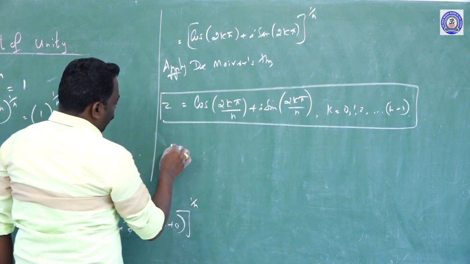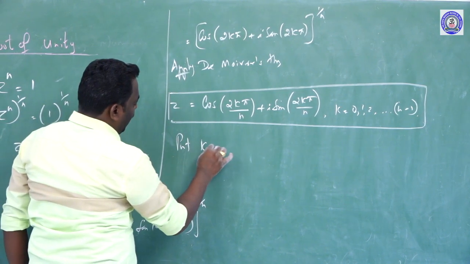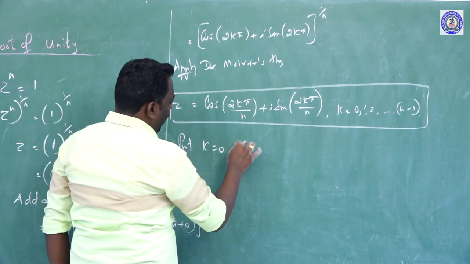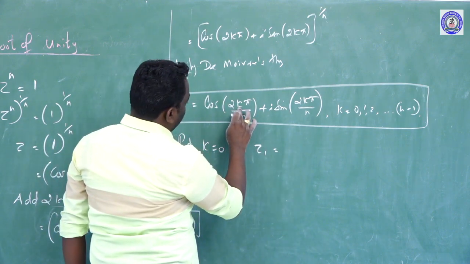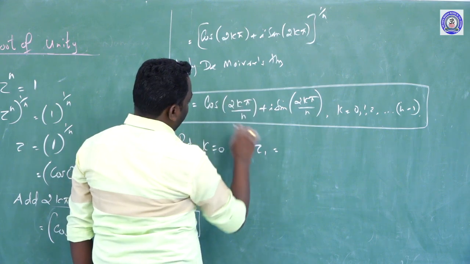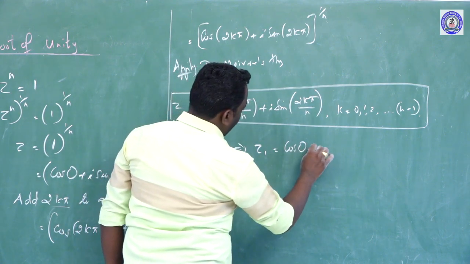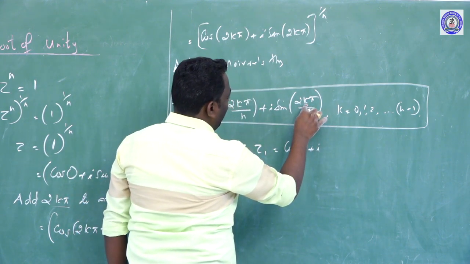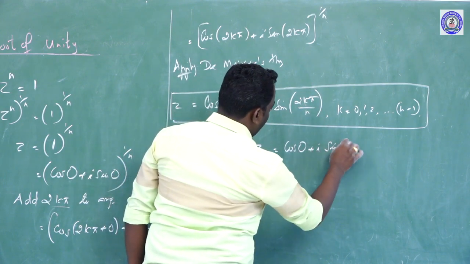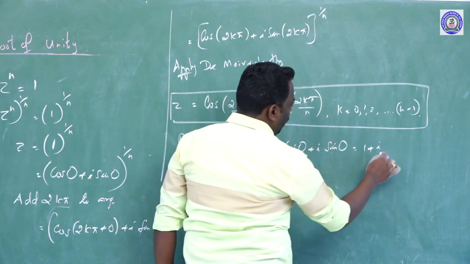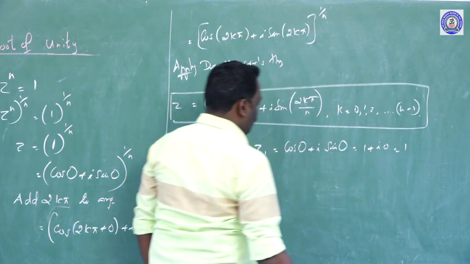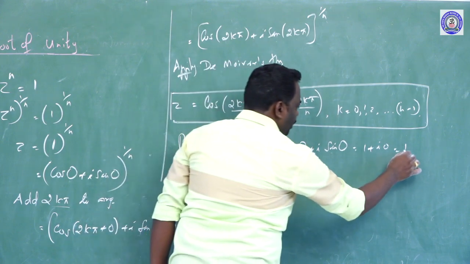That is called the general form, and that is what the z value is. Suppose we put the k value as 0, and that implies the first complex number is equal to cos 0 plus I sin 0, since the whole term is 0. That is equal to cos 0, which is 1, plus I into sin 0, which is 0, that is equal to 1. So, the first complex number is equal to 1.